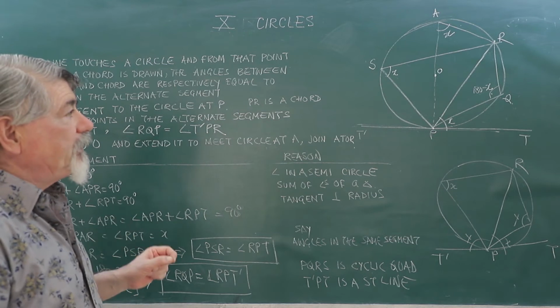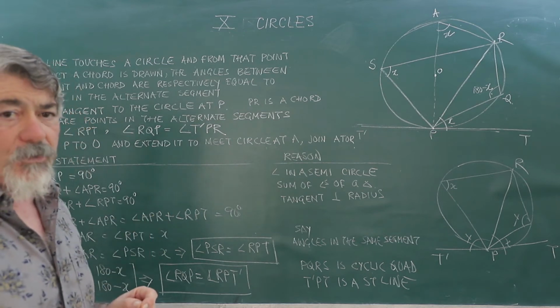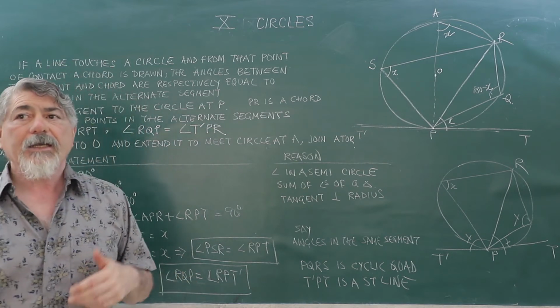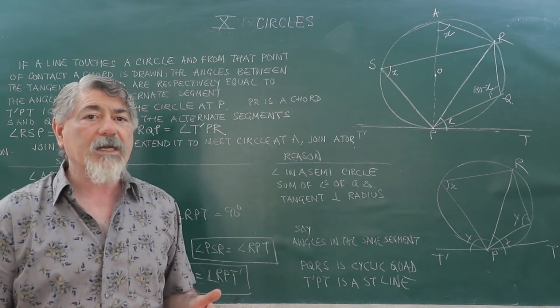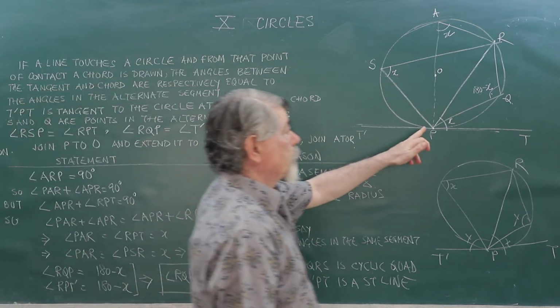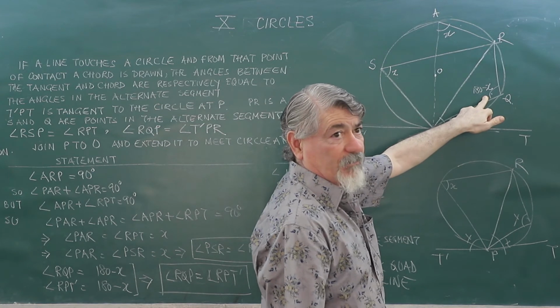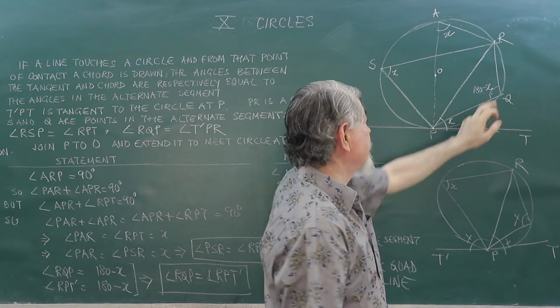Angle PQRS is a cyclic quadrilateral, and the opposite angles of a cyclic quadrilateral are supplementary. So PQR will be 180 minus X. This angle will come out to be 180 minus X.